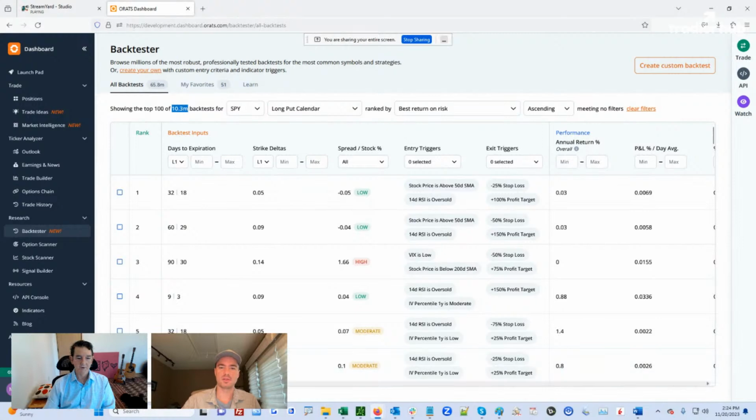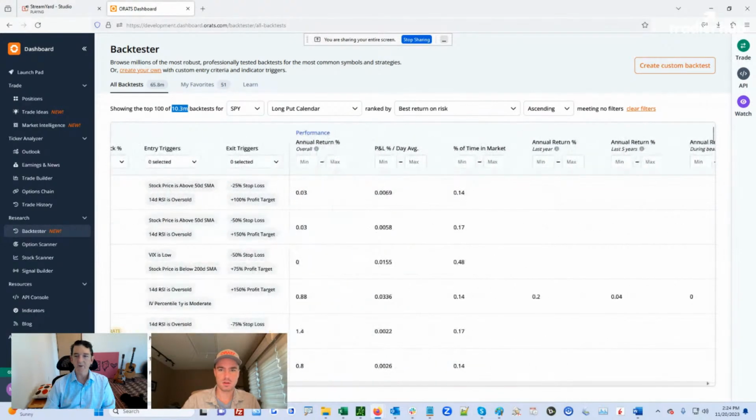You can rank those by best return on risk or best annual return, and there are a few other ones. Matt, if you want to click the drop down. Yeah, what I like to do first is the time in the market. So you want to filter these out. This is only less than 1% of the time.